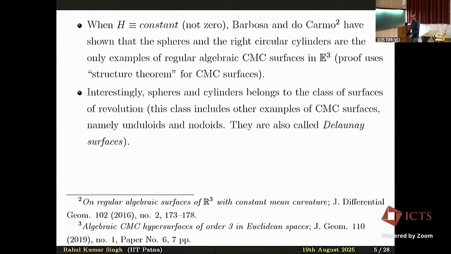Yeah, it is just an observation which is going to be crucial for what we are going to show. We can immediately see that these spheres and cylinders belong to a special class of surfaces, surfaces of revolution. And this class, of course, includes other examples of CMC surfaces which are called unduloids and nodoids. They're also called Delaunay surfaces. So let me briefly say what a Delaunay surface is.